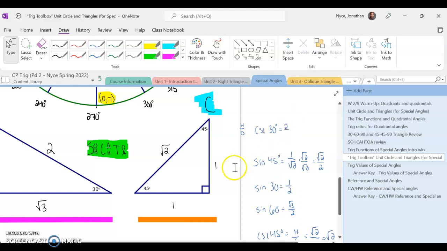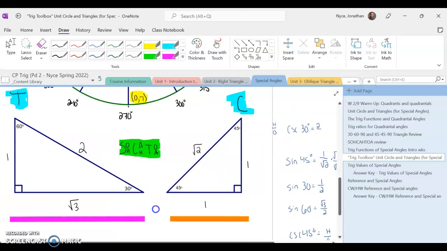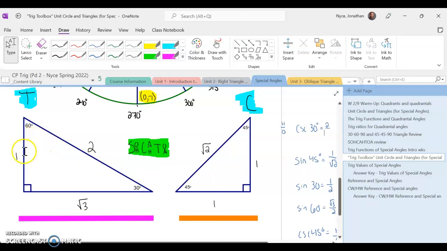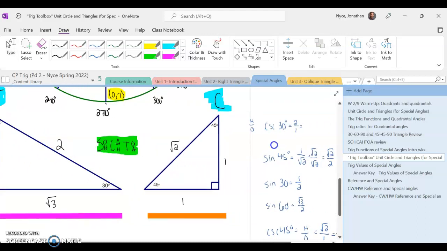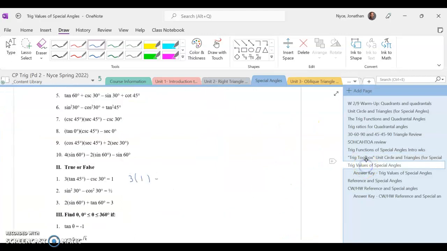The opposite side from 30 degrees is just 1. So you have 2 over 1, which is 2. So the cosecant of 30 degrees is 2. And I want to see if 3 times 1 minus 2 is equal to 1. Well, obviously 3 times 1 is 3. 3 minus 2 is 1, and 1 does equal 1. So this is true.